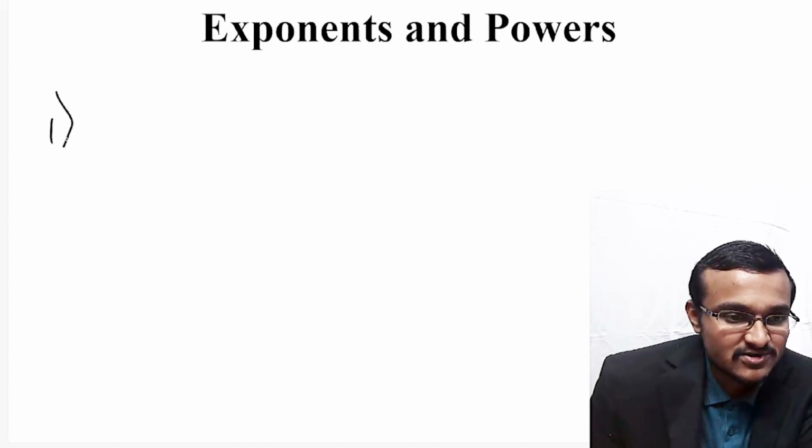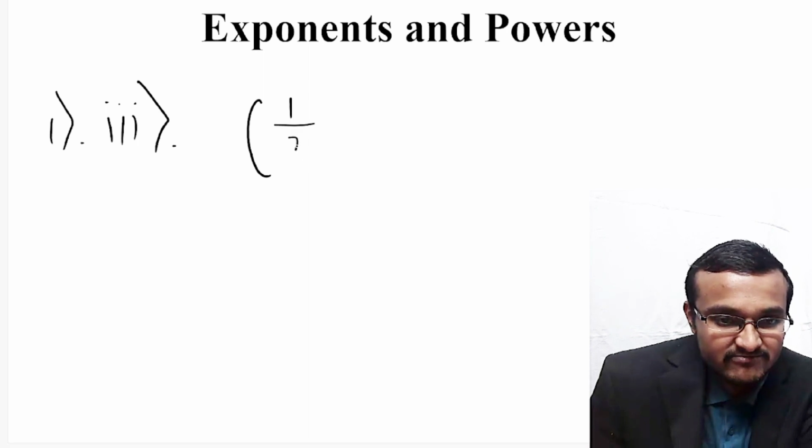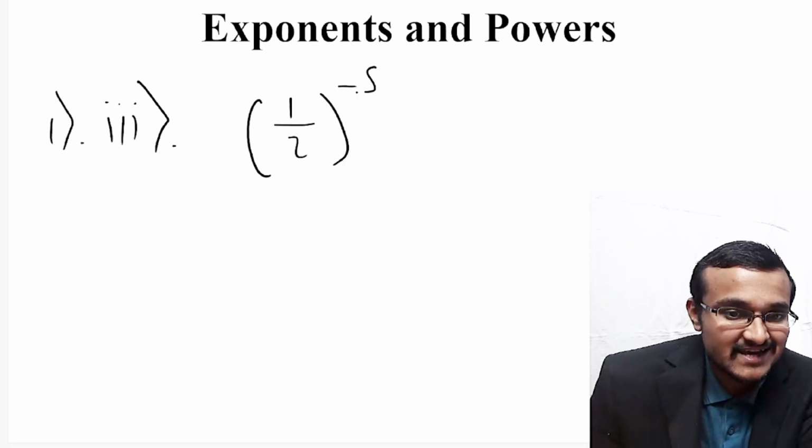Coming to the third question, they have given 1 by 2 power minus 5. Here also you should clearly see that minus 5 is outside the bracket.